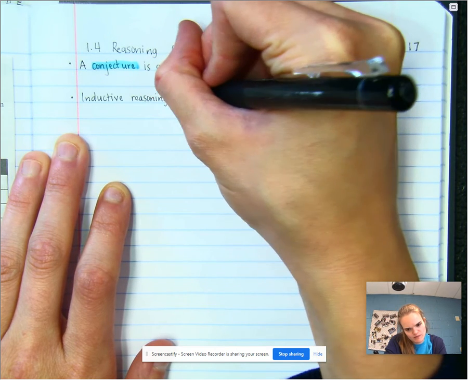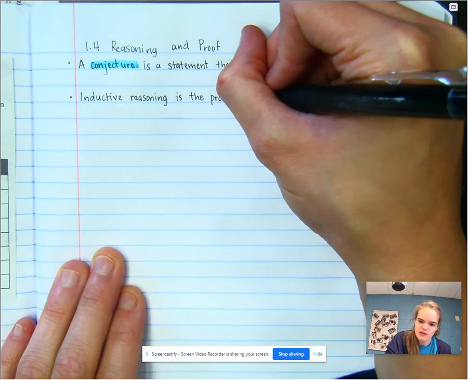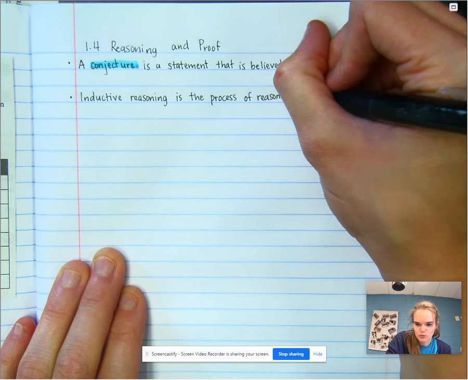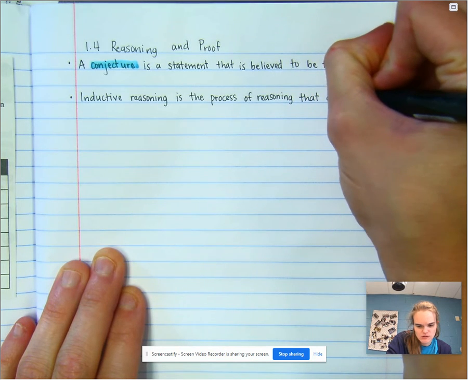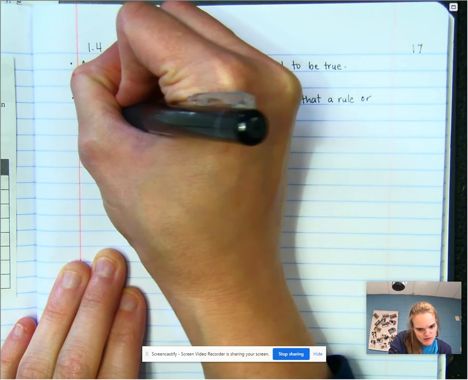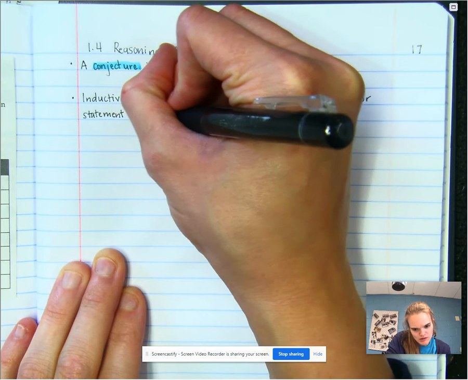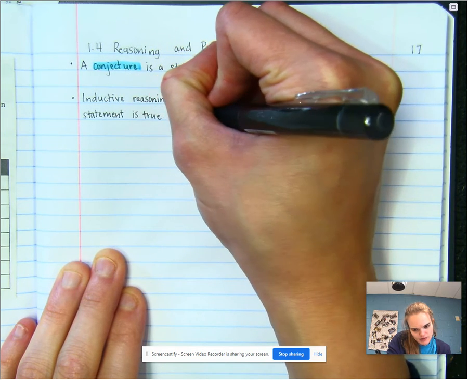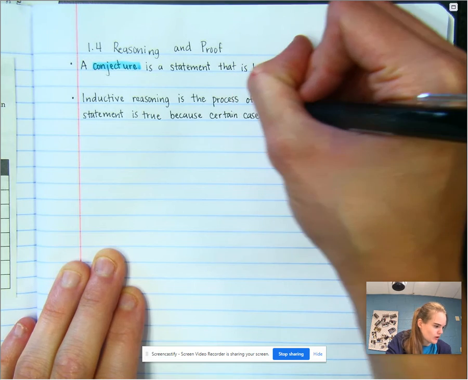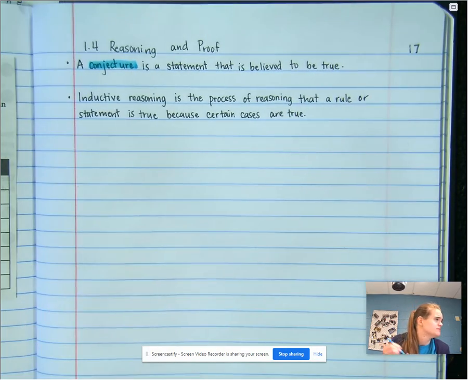Is the process of reasoning that a rule or statement is true because certain cases are true. I'll give an example of that as well.